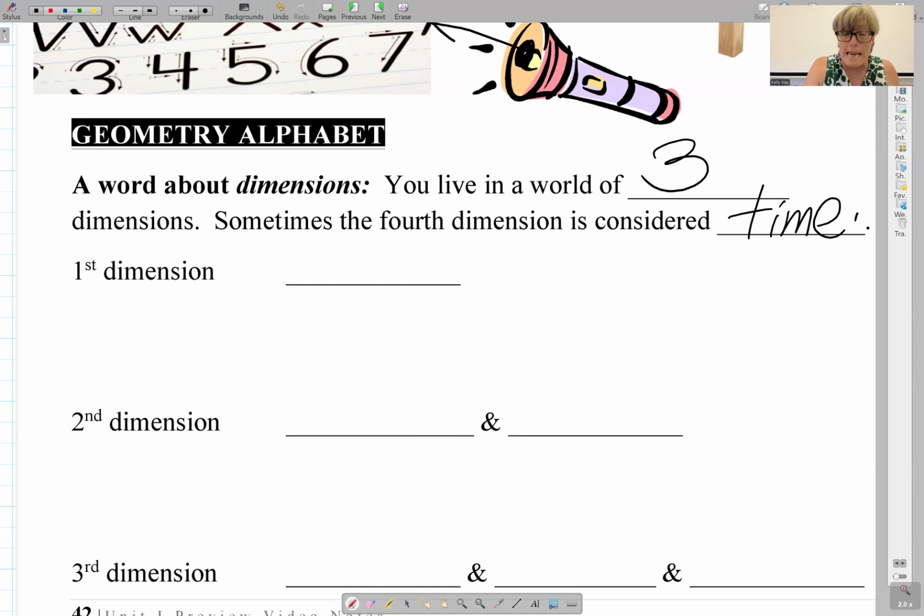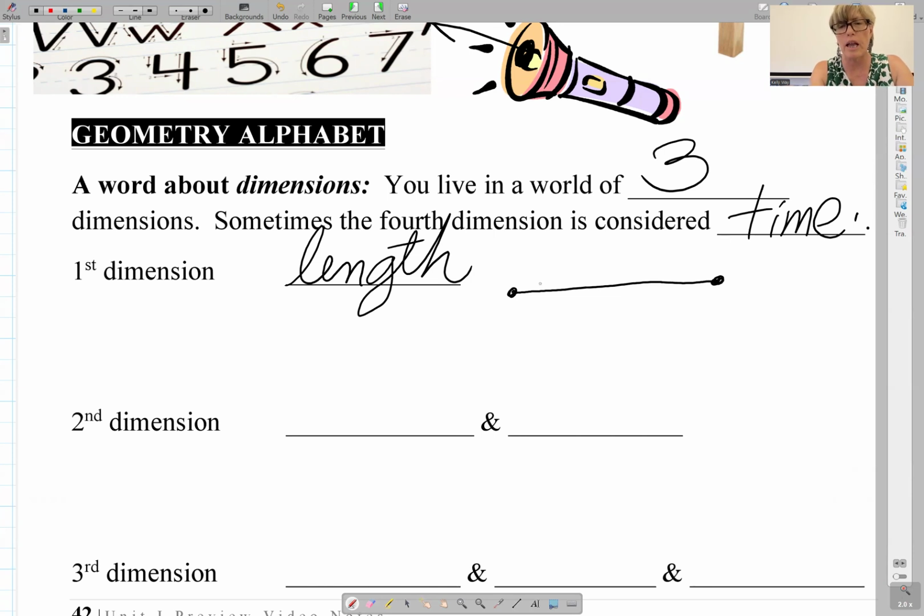So what is dimension? The first dimension is the simplicity of length, things that only have length. So if I am measuring the length of a string, okay, and I say that string has 10 centimeters in length, the length of the string is 1 dimension.